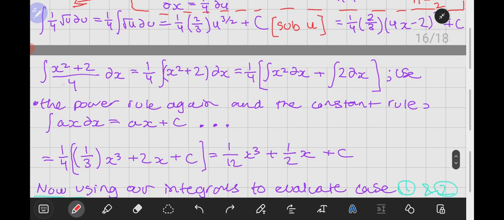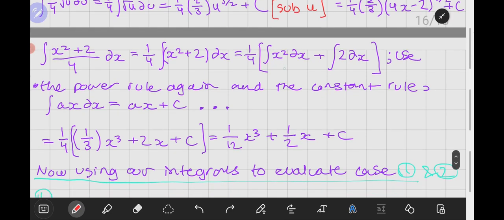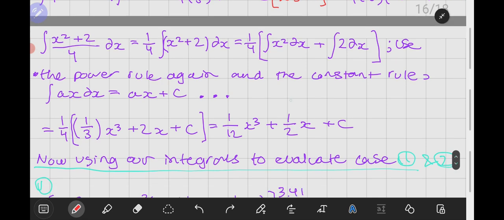Then for our second integral of (x squared plus 2)/4 dx, we first move out our constant, 1/4. Okay, then we're just evaluating the integral of x squared plus 2 dx. And we do this by integrating by parts, where our first integral will be of x squared and our second will be of our constant, 2 dx. We can use the power rule again, as well as the constant rule now, where the integral of a dx, where a is some constant, is simply ax plus c.